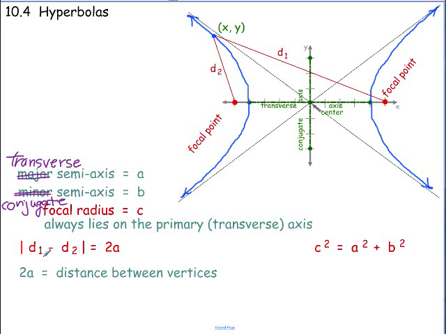The difference between the distances to any point, D1 minus D2, if we take the absolute value of that, it's equal to the full length of the transverse axis. So let me write that out. Length of transverse. Oh, let's go back a moment.